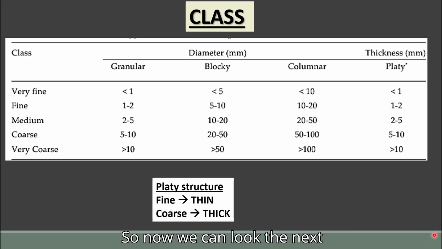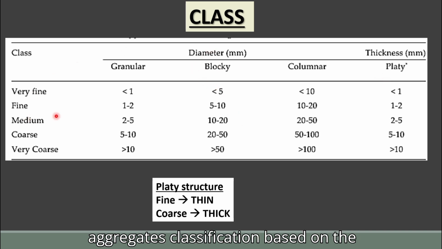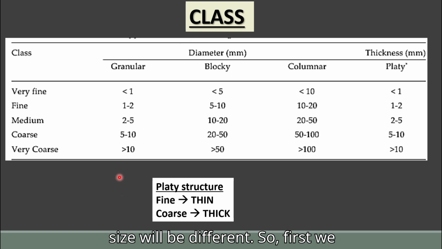So now we can look at the next classification. It is according to the size. The soil structure can be divided into many classes. For different soil types, there are different classes according to size. For granular, blocky, columnar, and platy, the diameter, that means the size of aggregates, will be different. First, we can see granular structure. It contains classes like very fine, fine, medium, coarse, and very coarse.